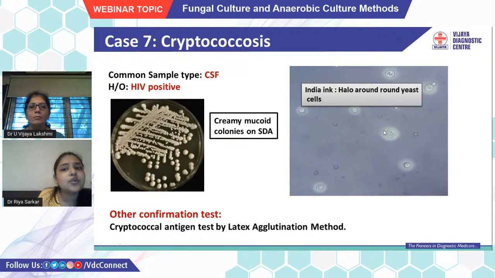Now, why is this halo there? Because Cryptococcus is a capsulated organism. The capsule does not take up the stain and hence this halo. In our laboratory, we have another confirmation test for Cryptococcus also. That is the cryptococcal antigen test by latex agglutination method.